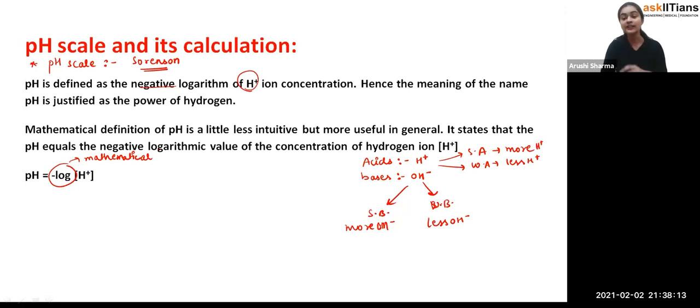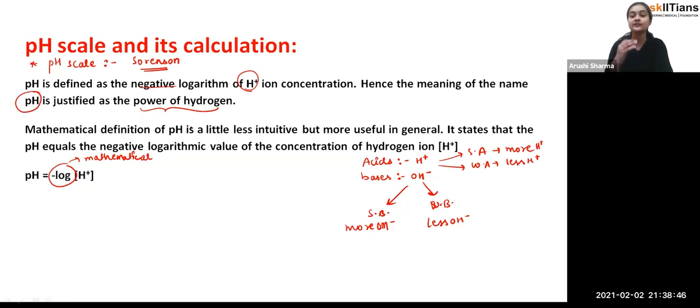And how it will affect the pH, we'll see that also, whether the pH will be higher or lower in that condition. Okay, so what we have seen till now is that pH is defined as the negative logarithm of the H ion concentration. Hence the meaning of the name pH is justified as the power of hydrogen. That means pH stands for the power of hydrogen. That means if the power of hydrogen is high, then the acid will be stronger in nature.